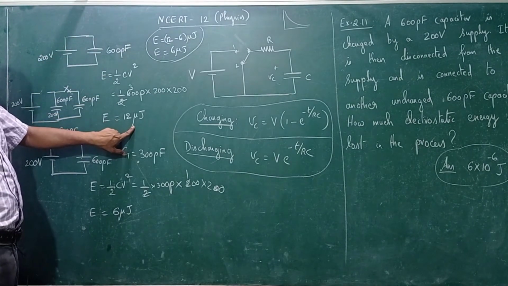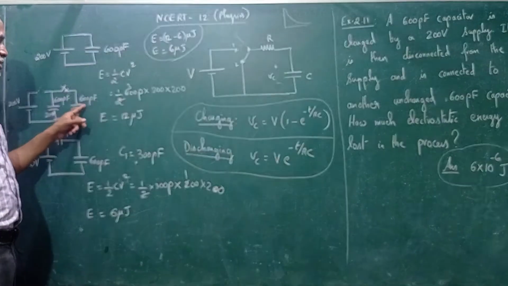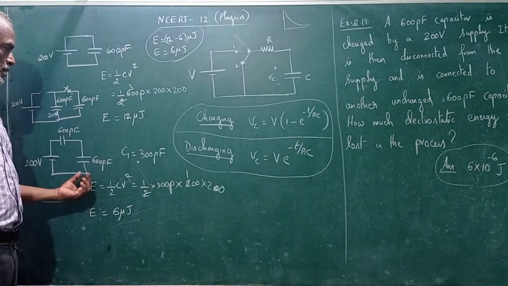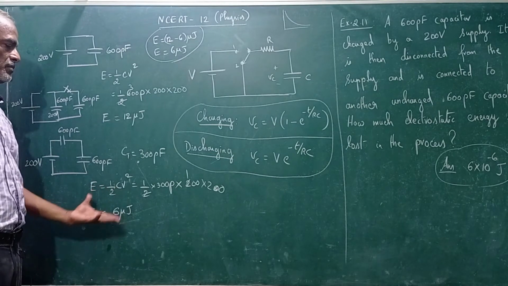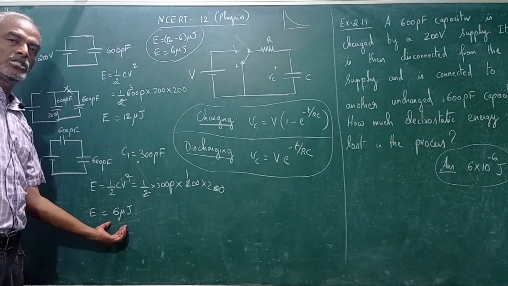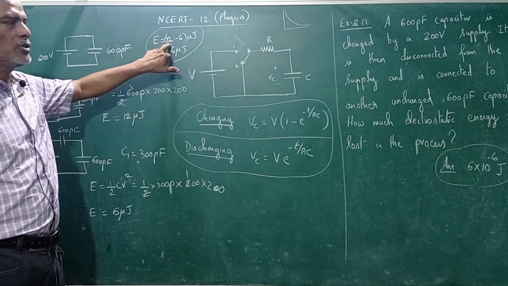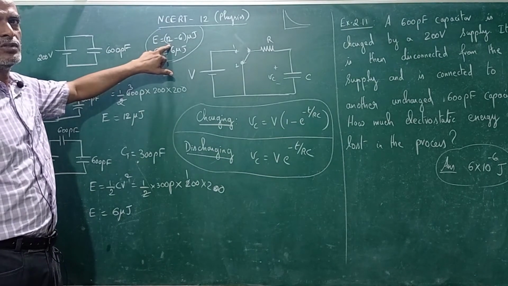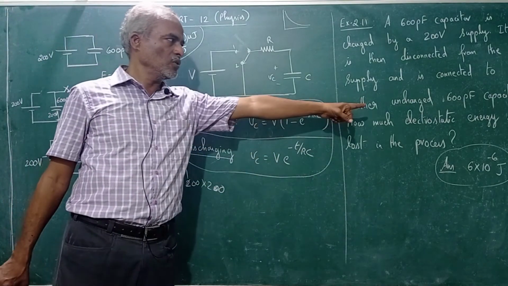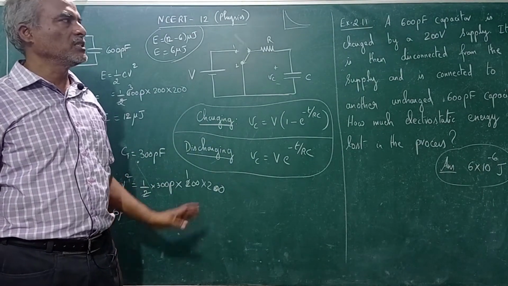12 microjoules. Later on, this switch is open and it is closed to this switch. 600 picofarad is connected. It starts discharging. At that time the energy is equal to half CV squared, and the equivalent capacitance is 300 picofarad. In that case, energy is equal to 6 microjoules. Initially we were having 12 microjoules, now we are having only 6 microjoules. So 12 minus 6 is 6 microjoules. How much electrostatic energy is lost in the process? We have lost 6 microjoules in this process.